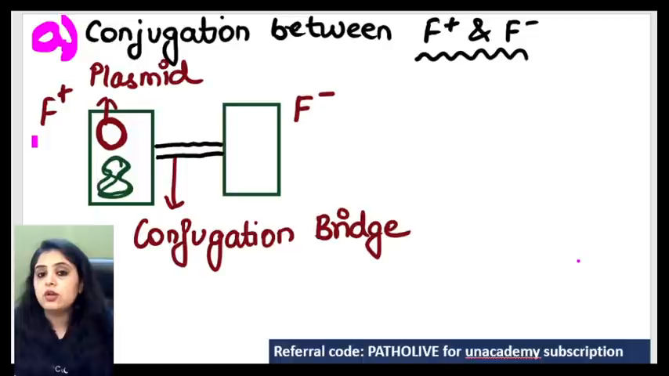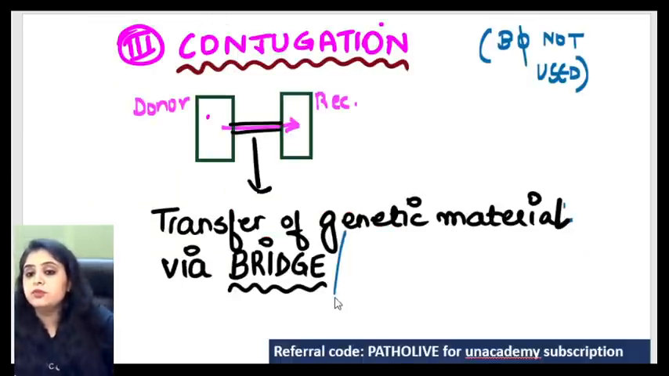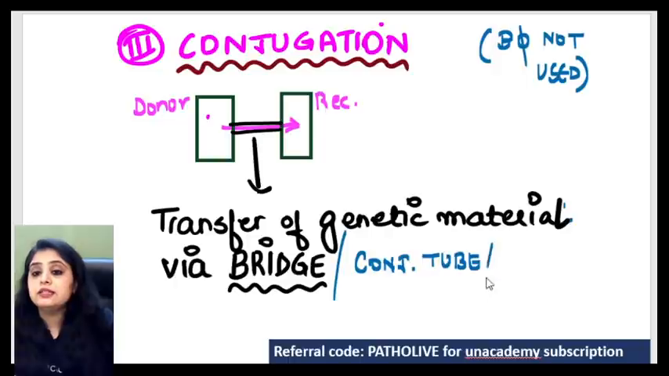So yes, you can call it the conjugation tube, you can call it the conjugation bridge. I'll write it for you. Either you can call it the conjugation bridge, or you can call it the conjugation tube, or you can also call it the pili. These are actually nothing but pili. I'm going to talk about this more.